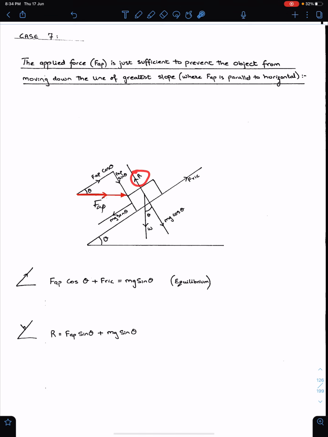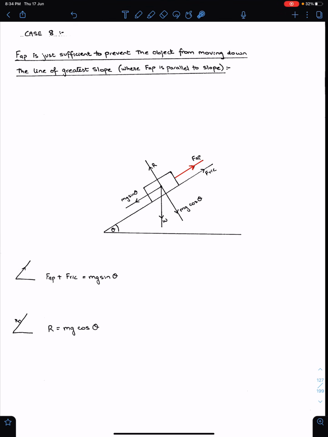And R is equal to FAP sin theta plus mg cos theta, because there is no motion perpendicular to the slope. The most important thing of this case is the direction of friction. It says moving down, so the direction of friction should be up the slope.